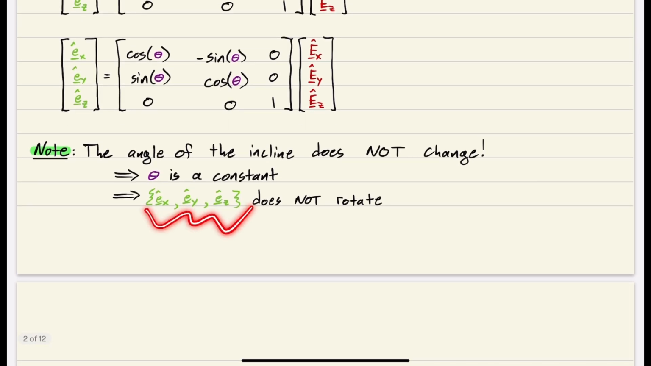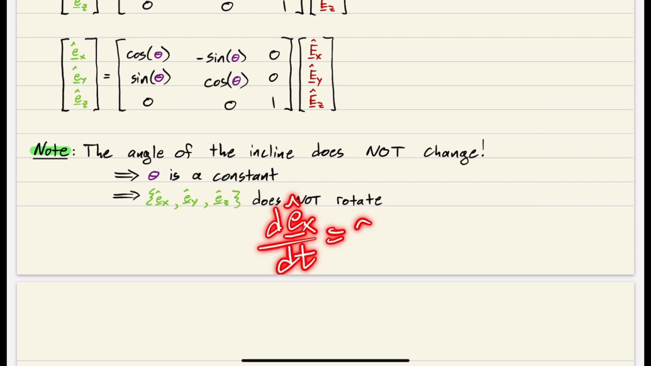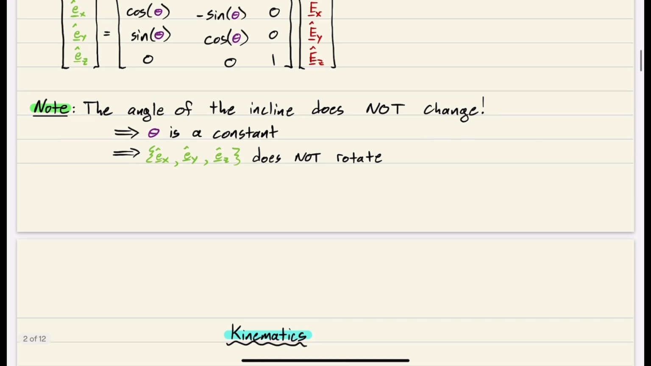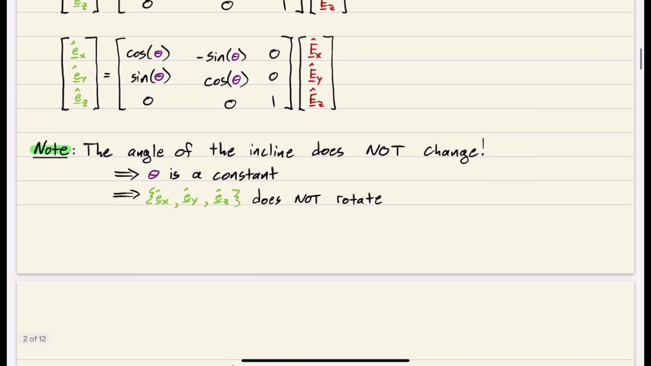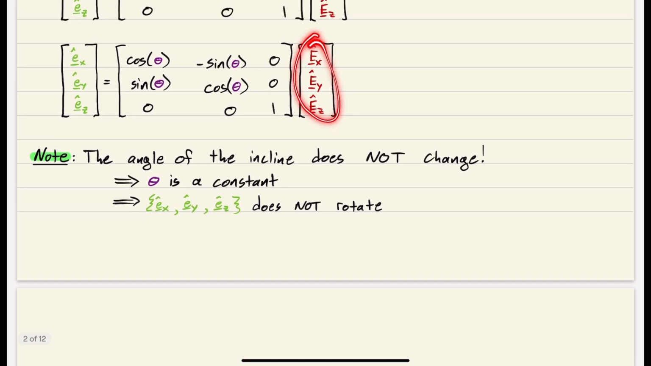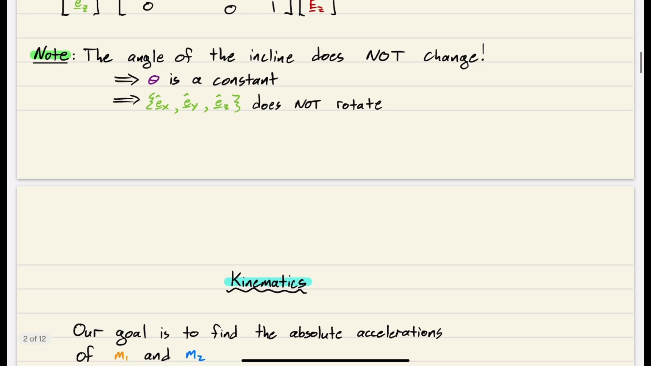And Ex, Ey, Ez, the green basis, that does not rotate. So the derivative of these Ex, Ey, Ez is going to be 0. So dEx, same for dEy and dEz, this is going to be equal to 0, because they're not rotating. It's an inertial frame. Green and red, those are both inertial frames.